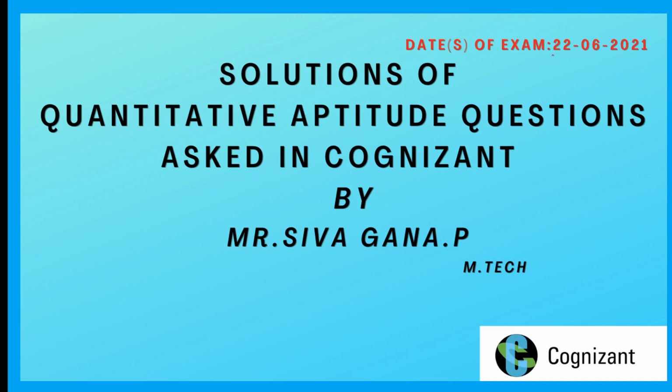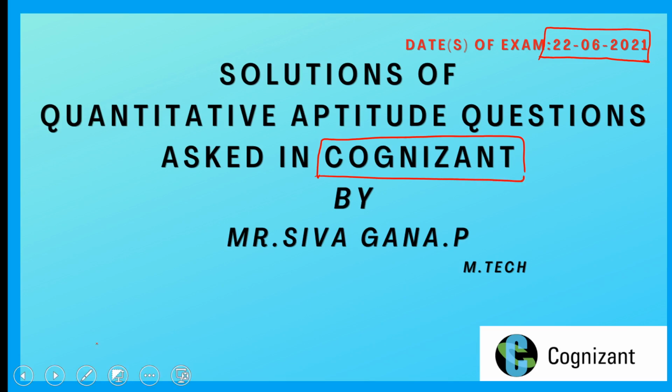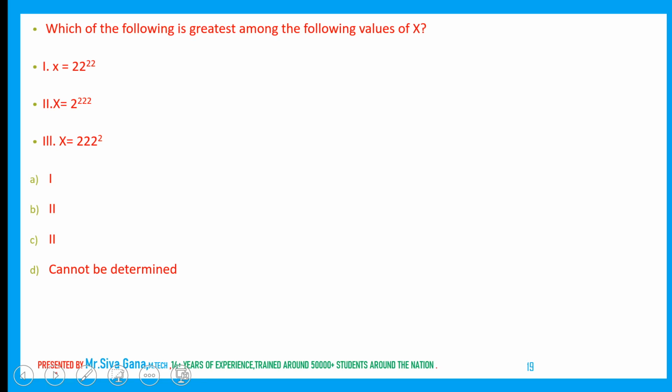In this video, I'm going to explain a very recent question paper that was conducted on 22/6/2021. The company name is Cognizant, simply CTS. The first question: which of the following is the greatest among?